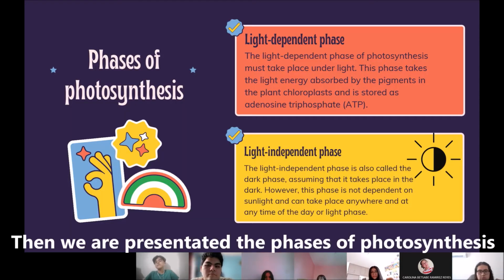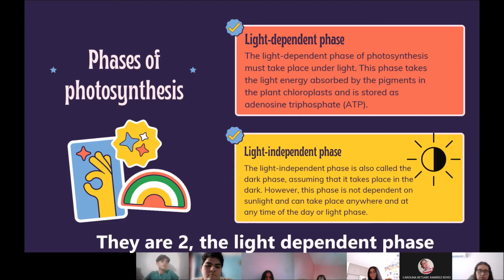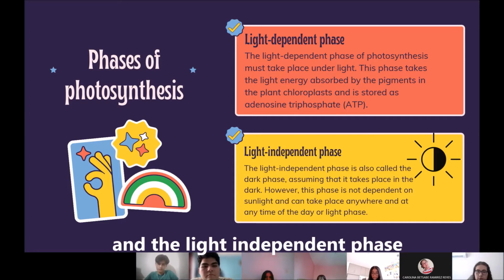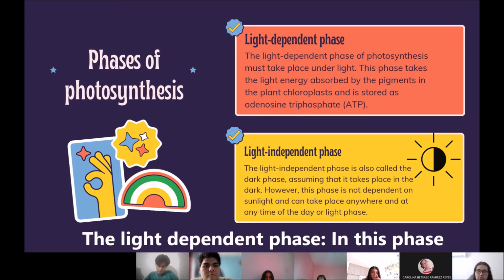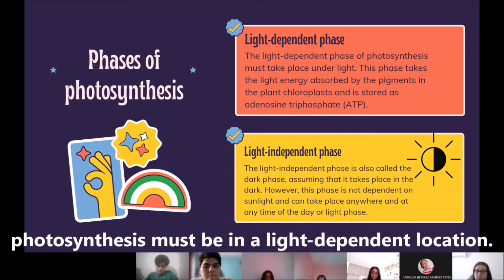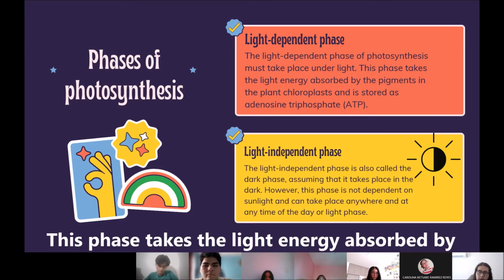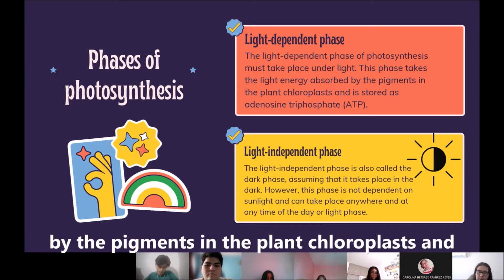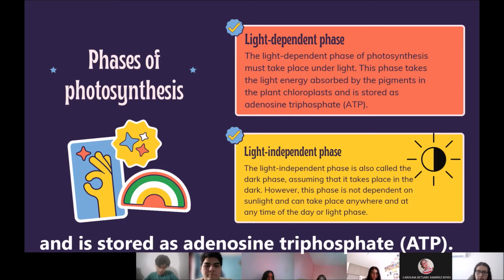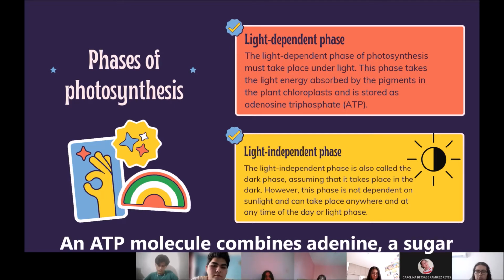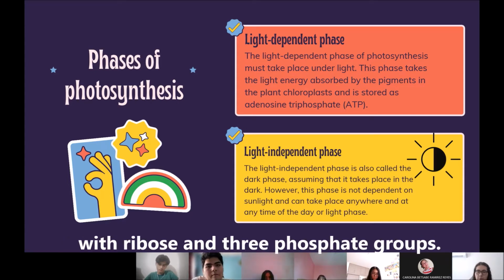Then we are presenting the phases of photosynthesis. There are two: the light-dependent phase and the light-independent phase. In the light-dependent phase, this phase takes the light energy absorbed by the pigments in the plant's chloroplast and stores it in adenosine triphosphate, ATP. ATP molecules combine adenine, a sugar called ribose, and triphosphate groups.